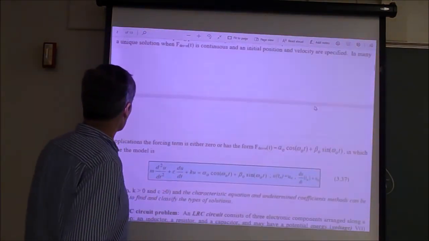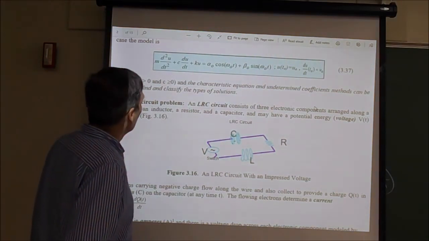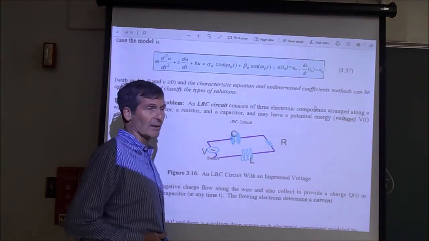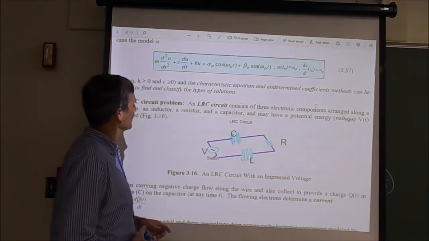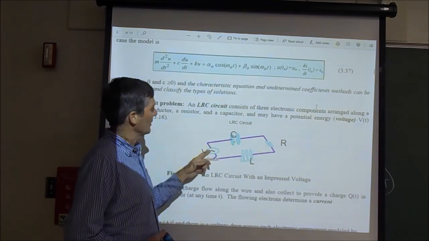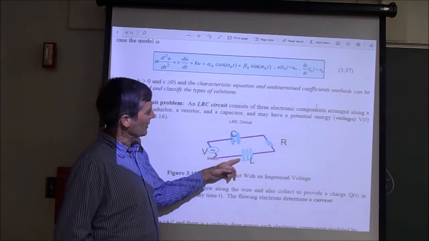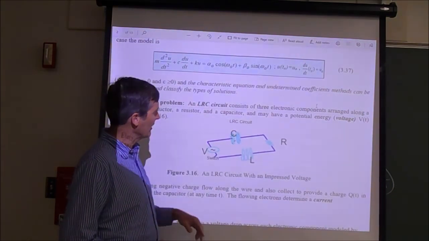So this is the classic mass on a spring problem, and we'll talk about the non-homogeneous case later. I'll just mention that there's an equivalent problem in electronics engineering, and in other fields too, but this is a famous one that we do. Suppose there's a circuit here. There's a wire running around, and there are three components along it: an inductor, L, a resistor, R, and a capacitor, C.